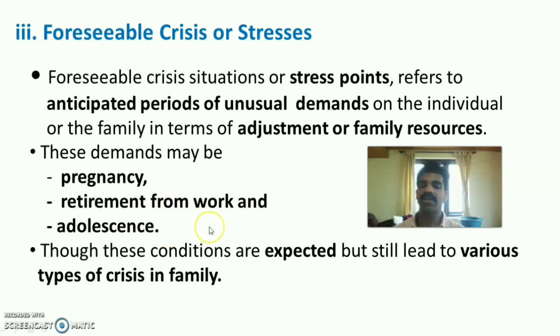Then adolescents, of course, may have some stress and tensions. All these conditions are called foreseeable crisis or stress. It could happen in the family that the family members have to positively accept it. As it is normal or common, these conditions are expected in the life of any individual or any family, but still family members may face various types of crisis in the family during such situations which occur in the family.